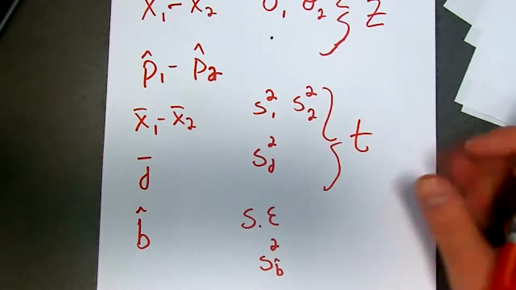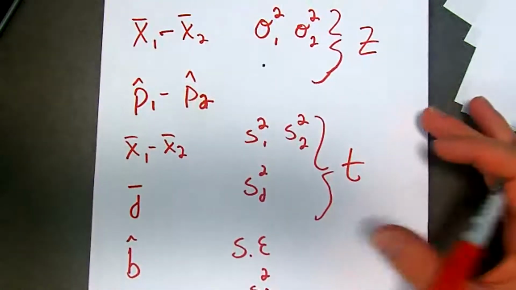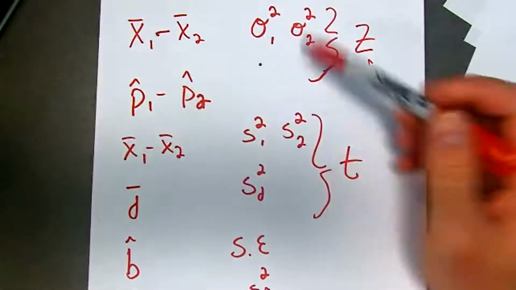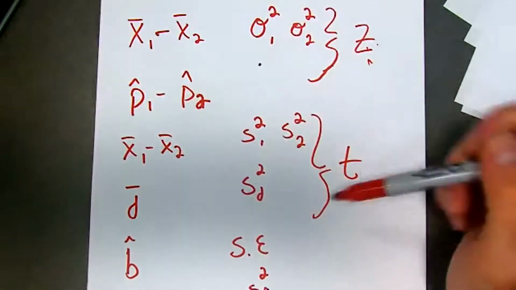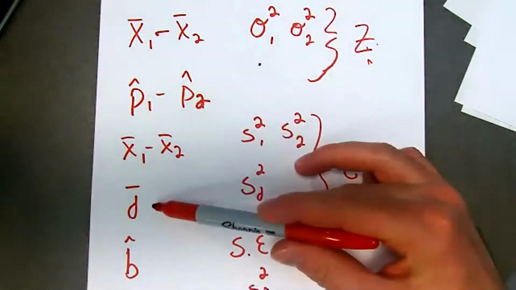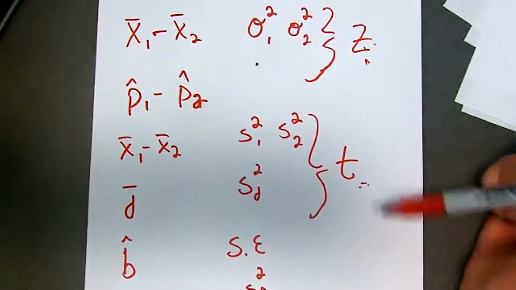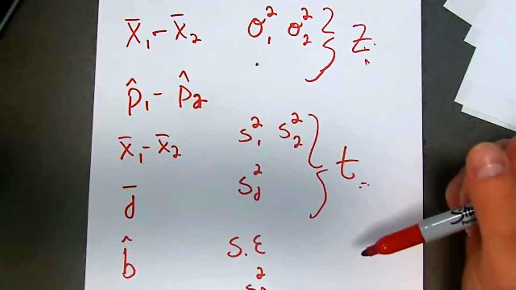Having this written down ahead of time would help you quickly identify: okay, I've got proportions, standard normal. I know the population variance, standard normal. Oh, I only have sample variances. I'm looking at a matched pairs. I'm looking at regression output, using that student T distribution.